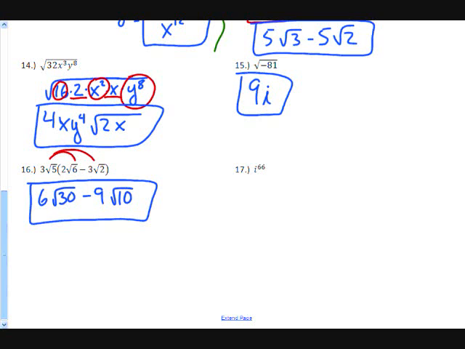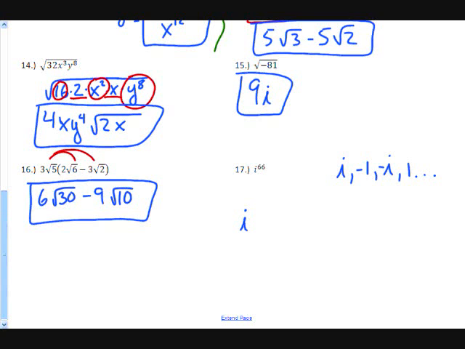In number 17, I have to remember that i to the first is i, i to the second is negative 1, i to the third is a negative i, and i to the fourth is 1. Remember that that pattern repeats. And so every fourth exponent is going to equal 1. So when I look at this, I want to find the closest exponent that's divisible by 4.